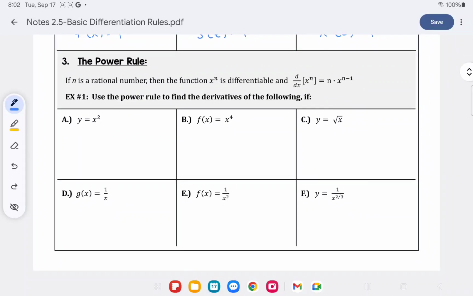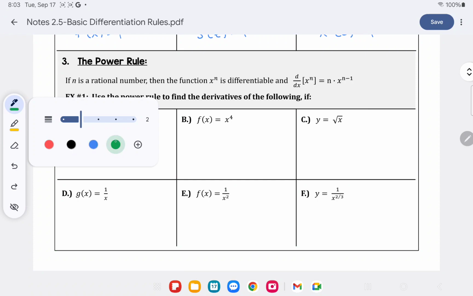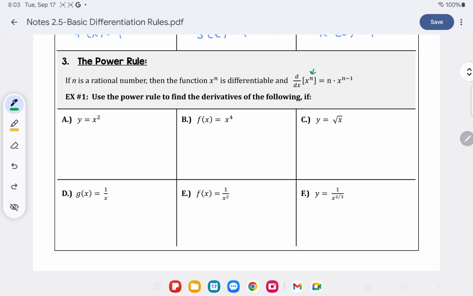This is where it gets a little bit more interesting. We have the power rule. The power rule says that if you have an exponent on x, what you can do is move that exponent to become the new leading coefficient when taking the derivative, and then subtract the exponent by 1.